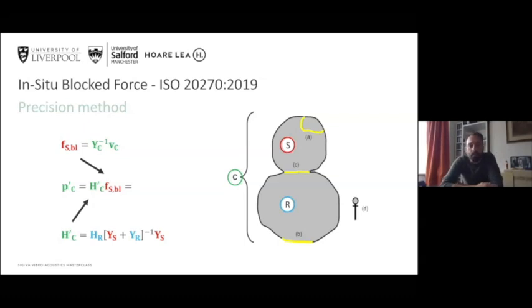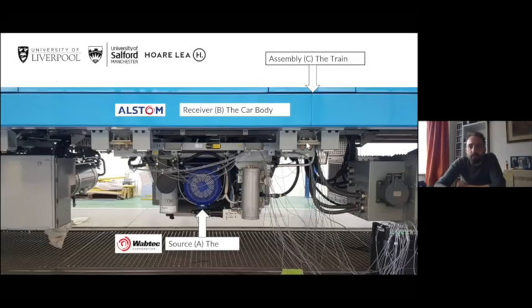So in this example, we have a train, which we refer to as the assembly C. In this case, the receiver is the car body, the train, and the source is this air compressor, which runs the brakes and things like that, which is attached to the underbody of the carriage.